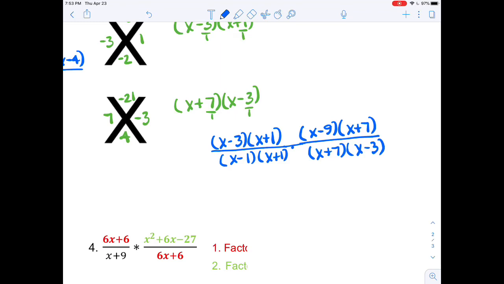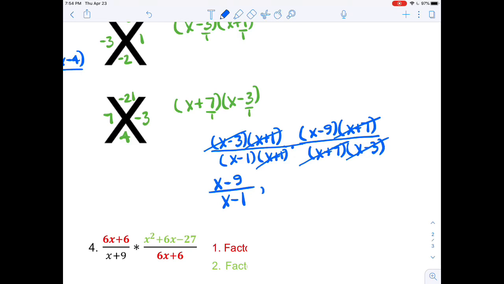x minus 3 on the top, and I also see an x minus 3 on the bottom. We have x plus 1s that will cancel. x minus 9, nothing on the bottom that matches that, but I do have an x plus 7 in both locations. So this time I have a numerator and a denominator left, so we can write that. x minus 9 on the top and x minus 1 on the bottom. And now we're ready to look at restrictions.